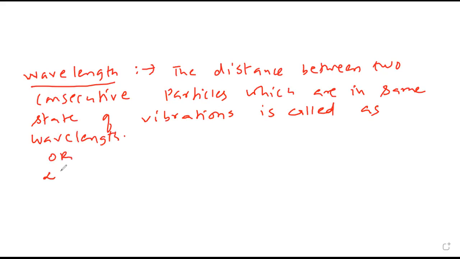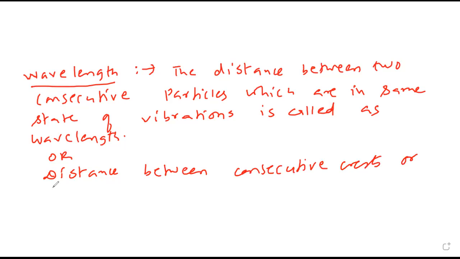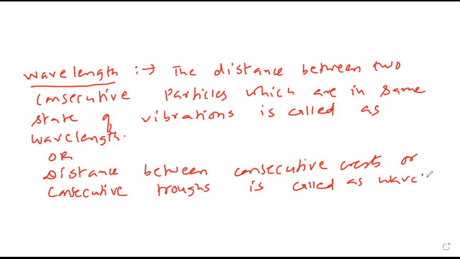Or, the distance between consecutive crests or consecutive troughs is called wavelength.